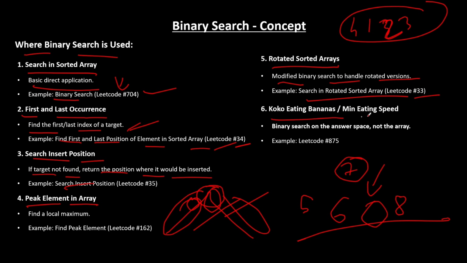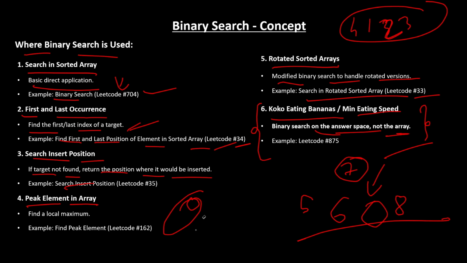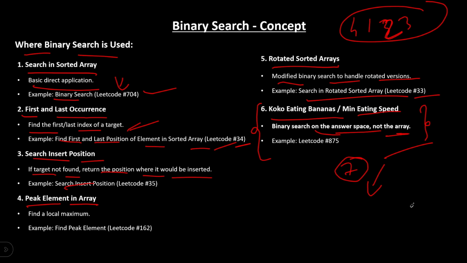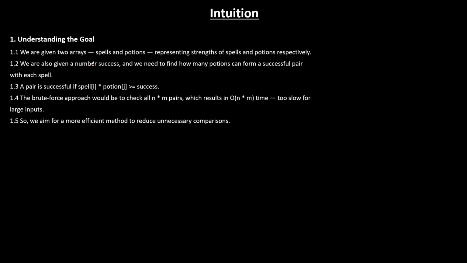Koko eating bananas, or minimum eating speed. This is the most common and most important question to understand binary search on answer space, not the array. Answer space is basically, you have to figure out by yourself what could be the range of binary search rather than depending upon the array. Like you have to assume that the search space will be n, or it would be 6, or whatever, depending upon the answer. Fine. So I hope you understood the binary search concepts. Let's move to the next slide.